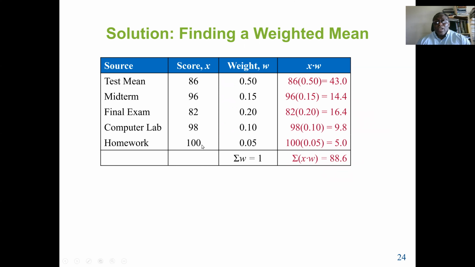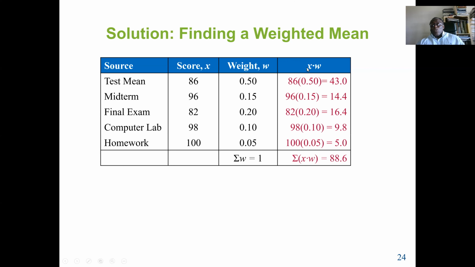So to find the total, we multiply the weighted average: 86 by 50, then add it to 96 multiplied by 15, 82 multiplied by 20, 98 multiplied by 10. Now when we multiply everything, we add all together, and that's what we have here. 86 multiplied by 0.5 gives me 43. 96 multiplied by 0.15 gives me 14.4. 82 multiplied by 0.20 gives me 16.4. 98 multiplied by 0.10 gives me 9.8. And the last value, the homework score was 100, but the weight is 5%, so it's 0.05.